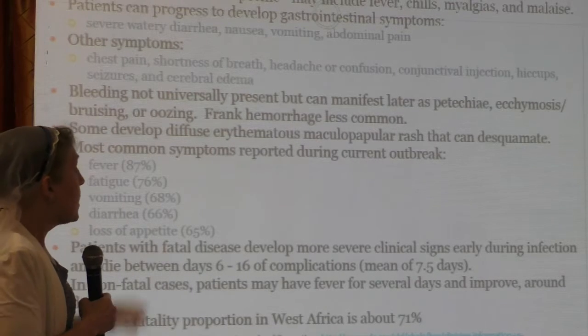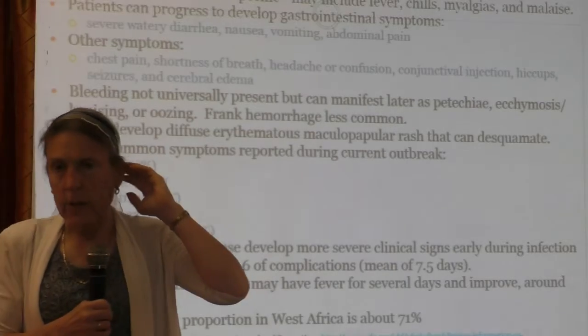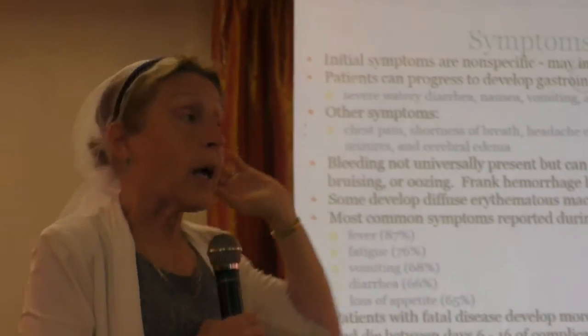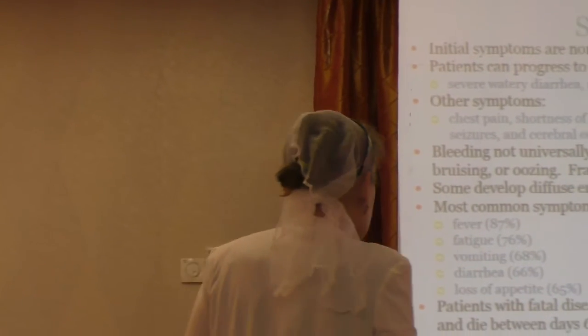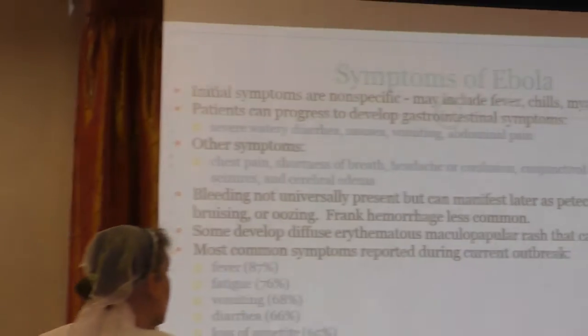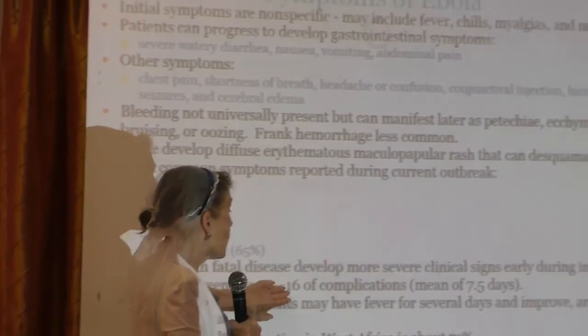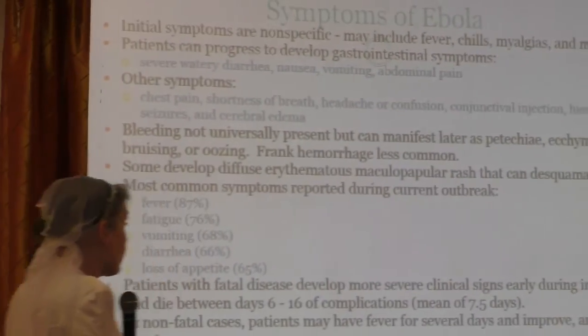So most of the time, these people are diagnosed because there's an epidemic and because it's already happening. They've been in contact with somebody, and all this starts. So people who are going to die usually die between days 6 to 16 of complications, around a week.